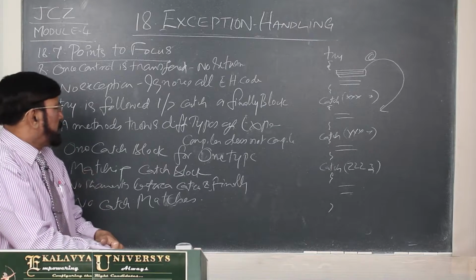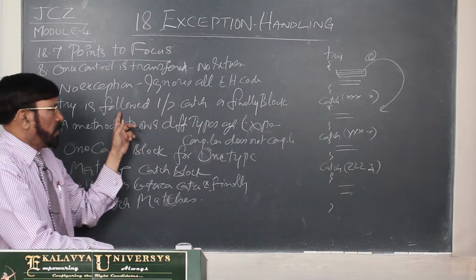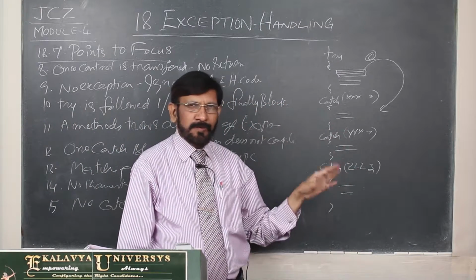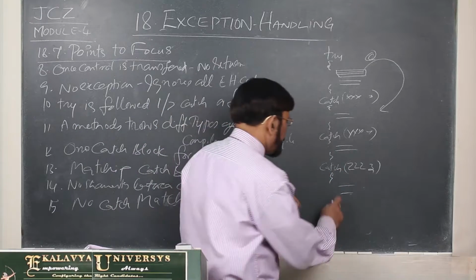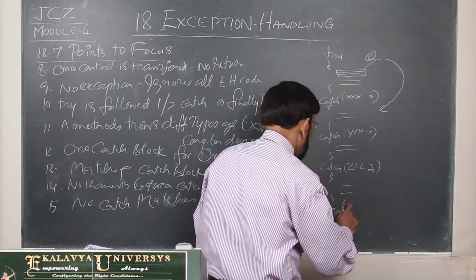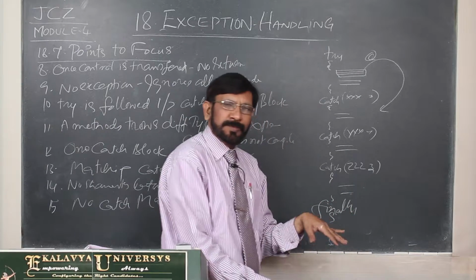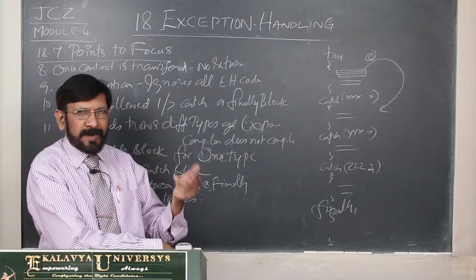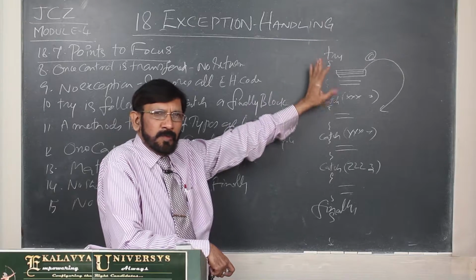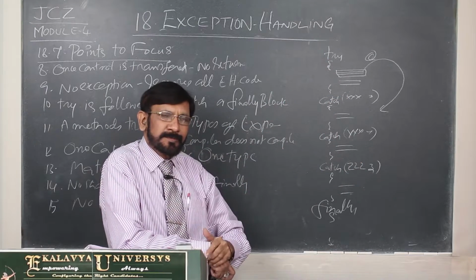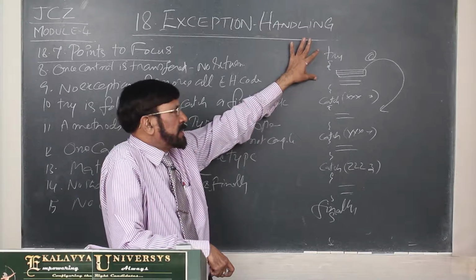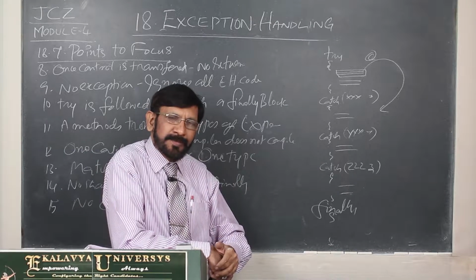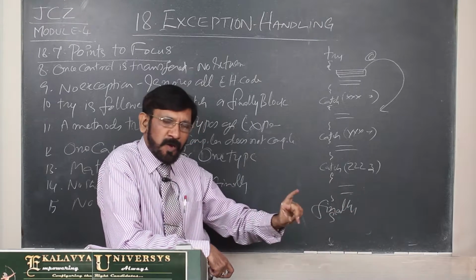Next thing is the 10th point. Try must be followed by one or more catch blocks, or a finally block. The finally block, so far I didn't introduce, that is also a block. I will explain it a little later. Now you see, what are the options? If you write a try block, you must write one or more catch blocks. That is one option. You can also write a try block without any catch block, only with a finally block. Finally is one block that you may write.